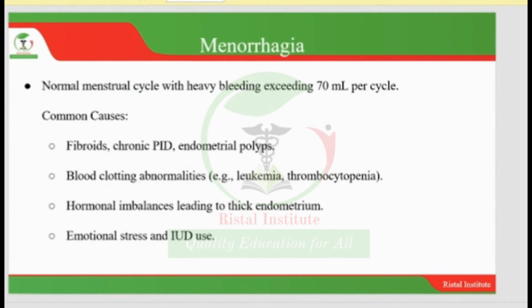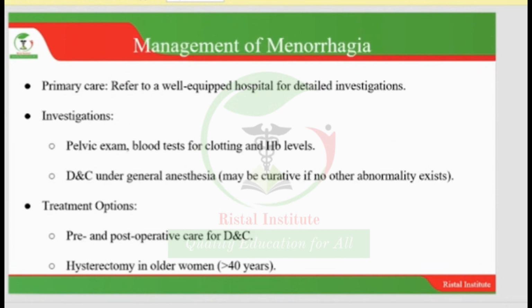So let us look at menorrhagia. A normal menstrual cycle with heavy bleeding which exceeds 70 mls per cycle is what is known as menorrhagia. The common causes include fibroids, chronic PID, endometrial polyps, blood clotting abnormalities such as leukemia and thrombocytopenia, hormonal imbalances leading to thick endometrium, emotional stress, and IUD use. So these are some of the common causes of menorrhagia.